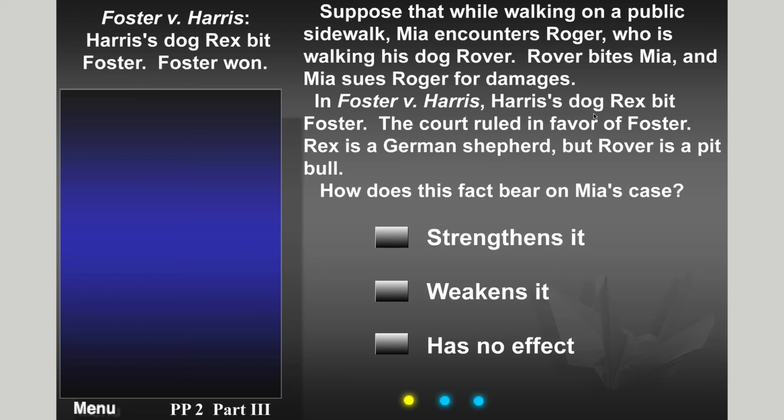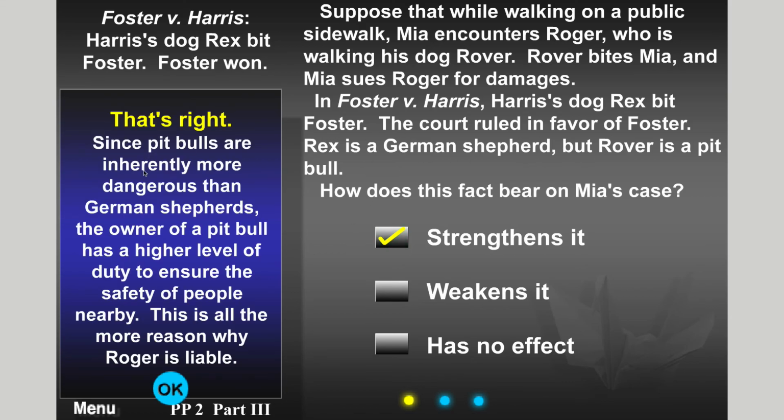I know I have several friends who have them. I don't and wouldn't own one without knowing a lot more about them, but they claim that they are not a problem. But in any event, we're going to presume that a pit bull is more dangerous. This helps Mia's case. Pit bulls are inherently more dangerous, at least they were. Now, I think they're being bred differently now, but let's just presume this is the case. The owner of a pit bull has a higher level of duty to ensure the safety of people nearby. This is all the more reason why Roger is liable.